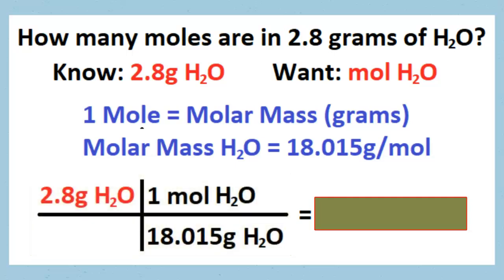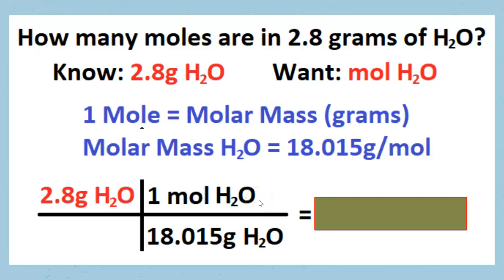Starting with what we know, 2.8 grams of H2O. If you have grams of H2O on top, you want grams of H2O next at the bottom. And remember that grams comes from the molar mass. So molar mass of H2O, which is equal to 1 mole of H2O. And moles is what we're looking for, so we can stop.